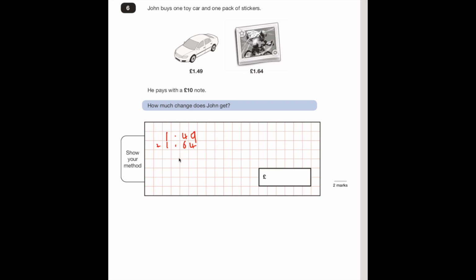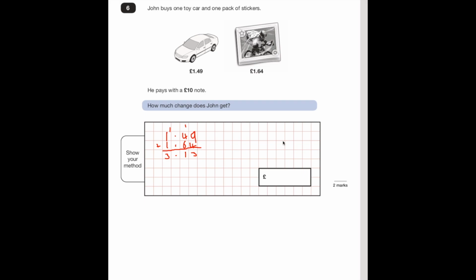£1.49 plus £1.64. Okay, we start with the furthest column along. 9 plus 4 is 13. We put the 3, carry the 1. 6 and 4 is 10, plus the 1 we carried is 11. So we put the 1 and carry the 10. 1 add 1 add 1 is 3. So the total cost is £3.13 to purchase these two things.